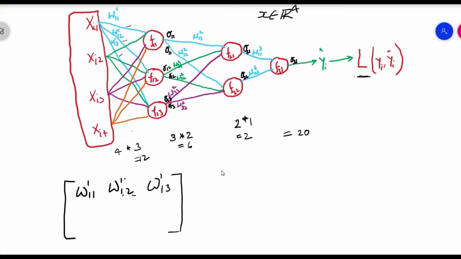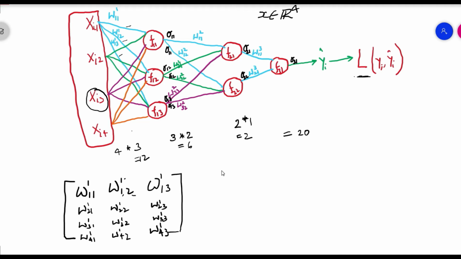Similarly, we have 4 components over here, so the weights will be W121, W122, W123 for the second component of our input. Then we will have W131, W132, W133 for the third component. And for the last component, we will have W141, W142, W143. So in total, if you see here, we have 4 rows and 3 columns, so 12 weights.